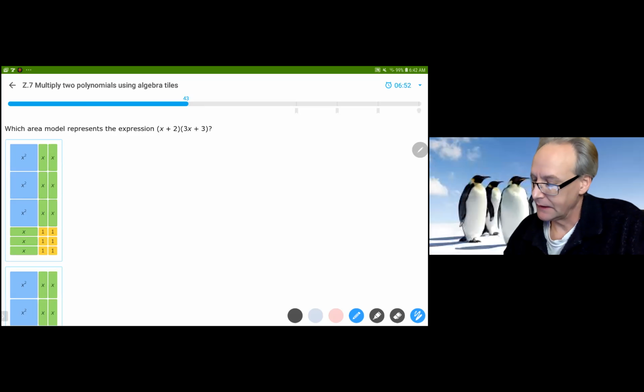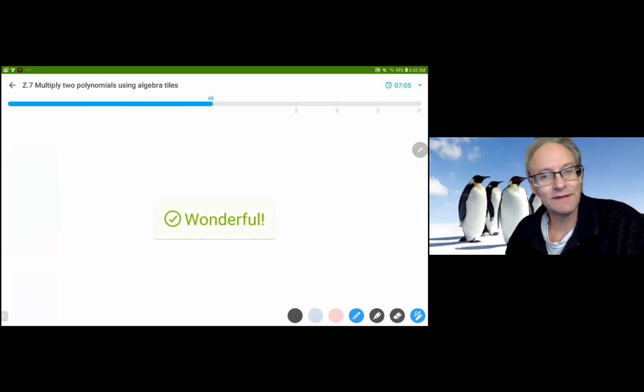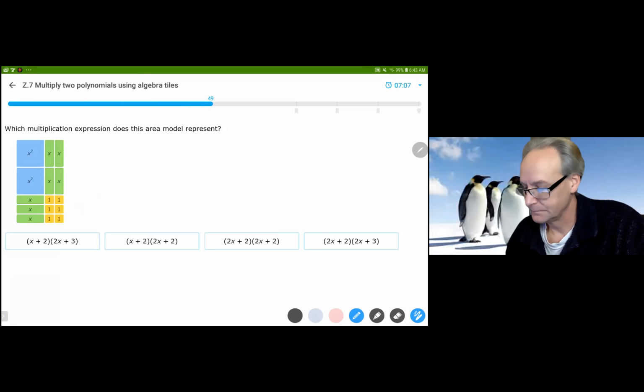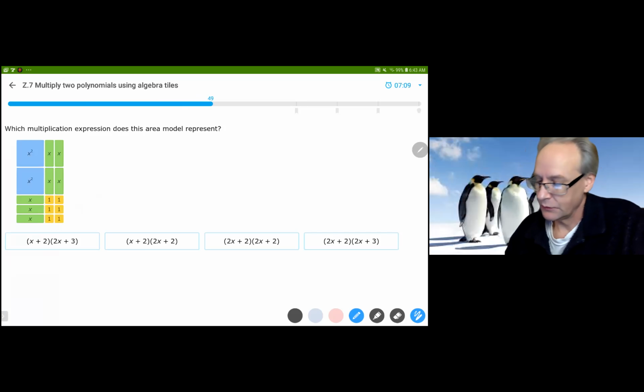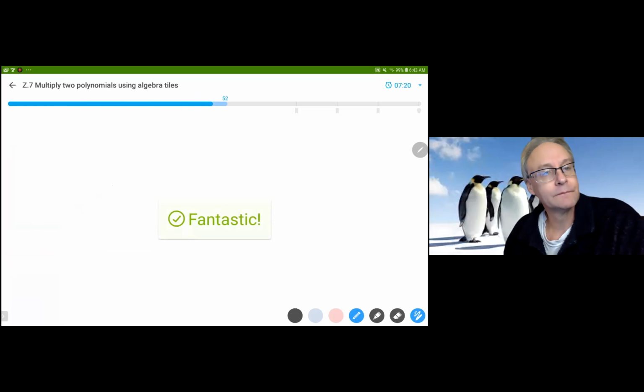Okay, we're looking at an x plus 2 by 3x plus 3, and there it is. It's the very first one I see. I can see the x plus 2 and 3x plus 3. There it is. Like I said, I'll go a little faster. Okay, we've got a 2x plus 3 over here and an x plus 2 the other way. So x plus 2 times 2x plus 3. There it is.